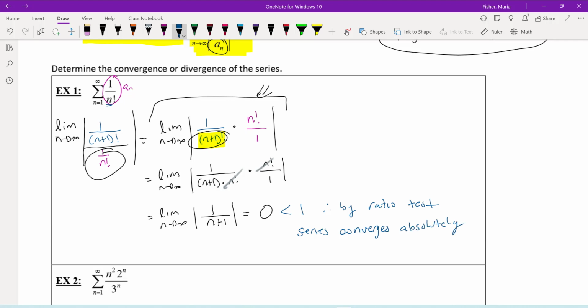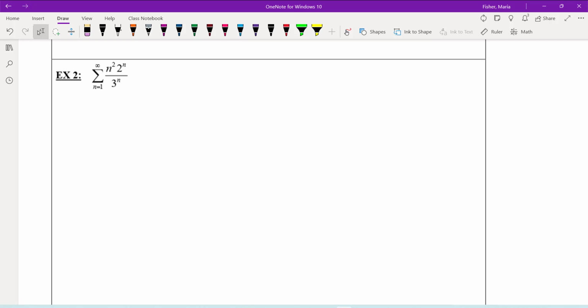And we say converges absolutely because the ratio test has us taking the absolute value. Let's look at number 2, the sum from n equals 1 to infinity of n squared times 2 to the n all over 3 to the n.